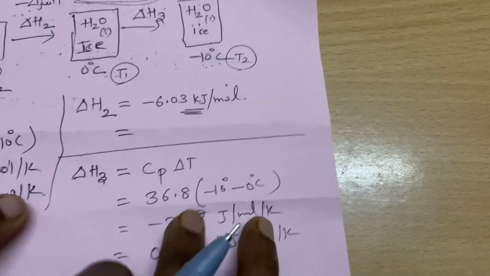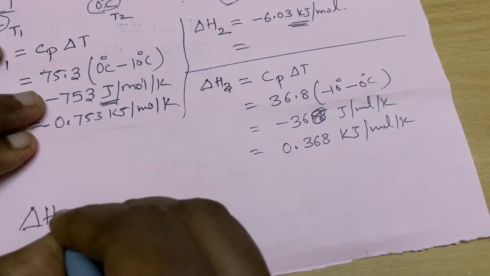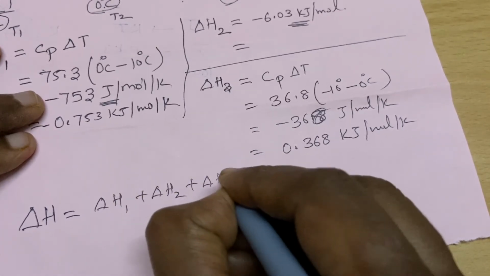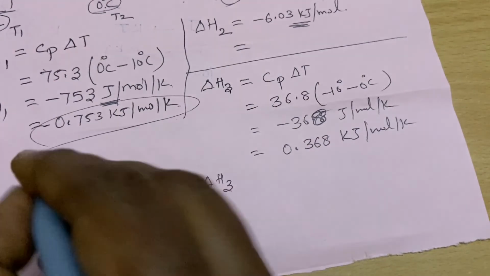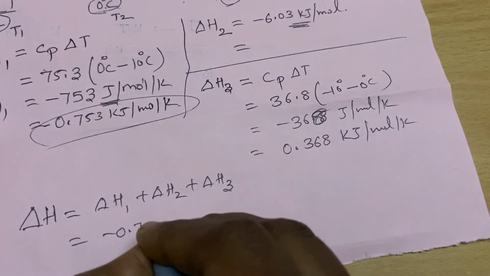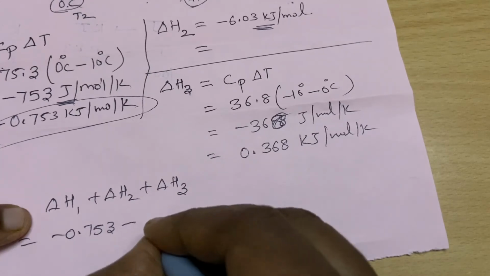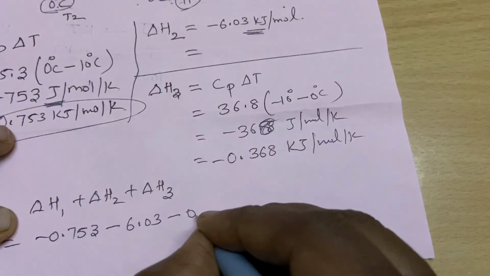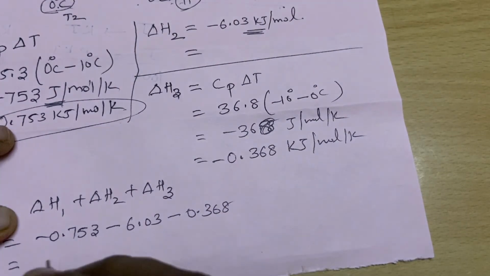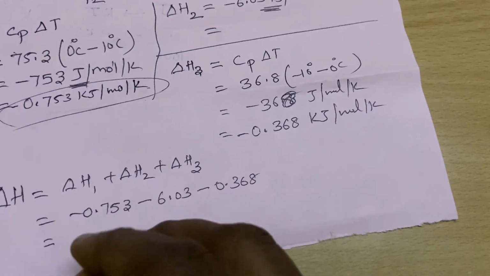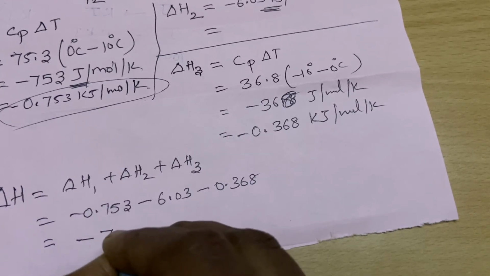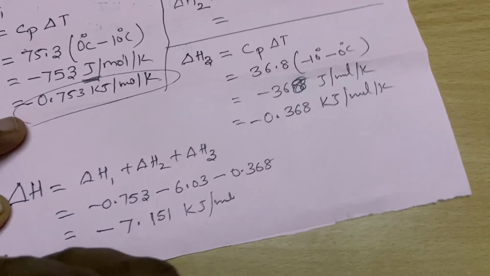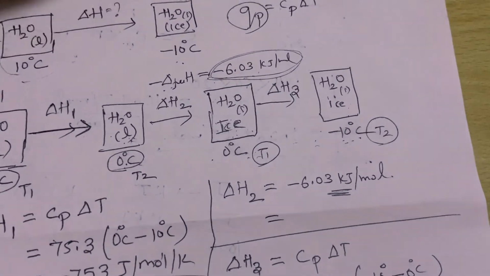So the total enthalpy involved is equal to del H1 plus del H2 plus del H3, isn't it? So bring all the values here: minus 0.753, minus 6.03, and minus 0.368. If you do these kinds of problems, make sure the kilojoules and joules are all in the same units. So if you sum it up, your final answer is minus 7.151 kilojoules per mole.